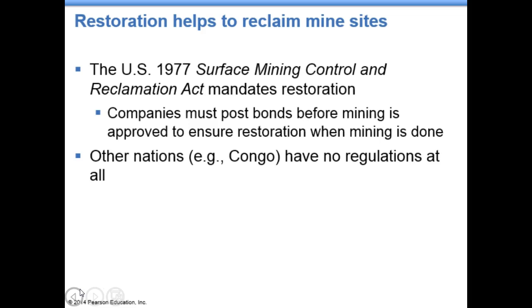Not all nations exercise this amount of oversight. Some are a lot less strict. One example is the Congo, which has no regulations at all.